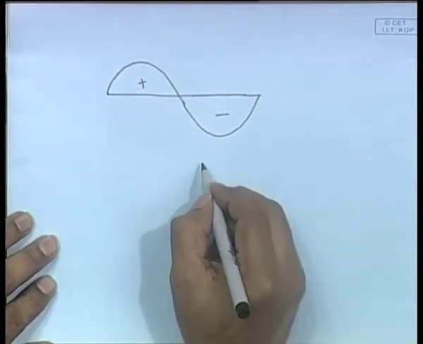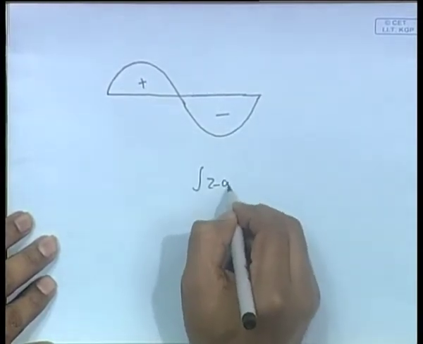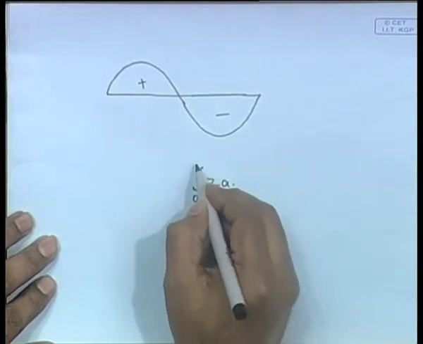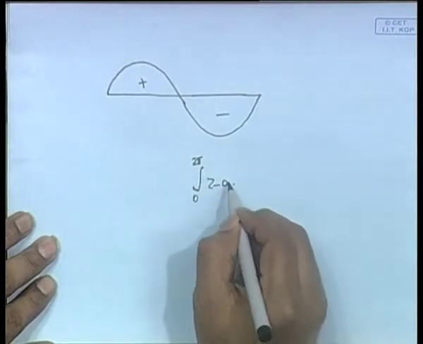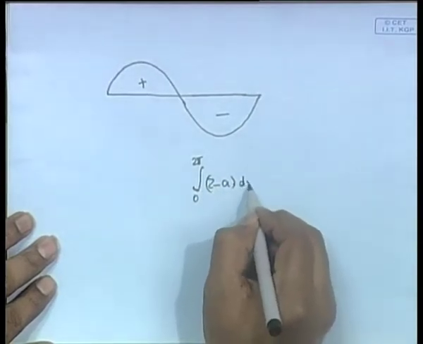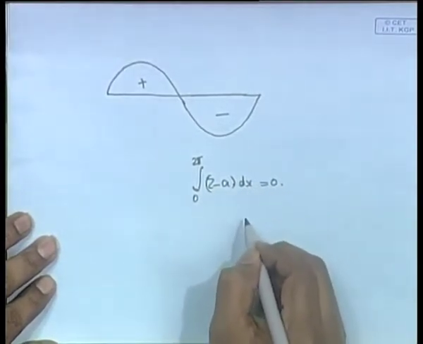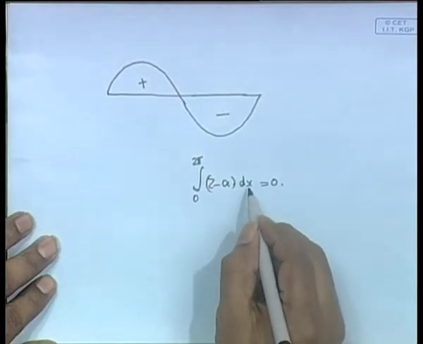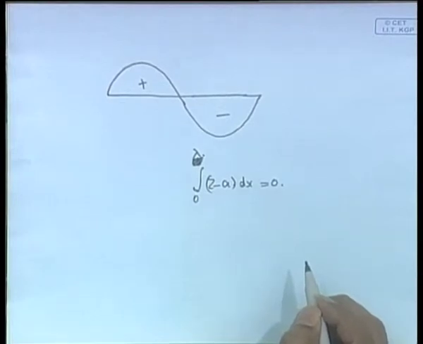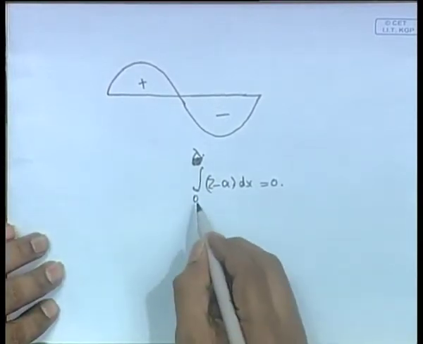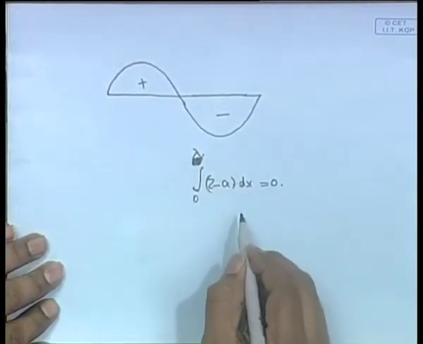The easiest way is you use the integral of z minus a dx equal to 0, where x varies from 0 to lambda, the wavelength of the wave. So, the integral of z minus a dx between 0 and lambda is equal to 0.